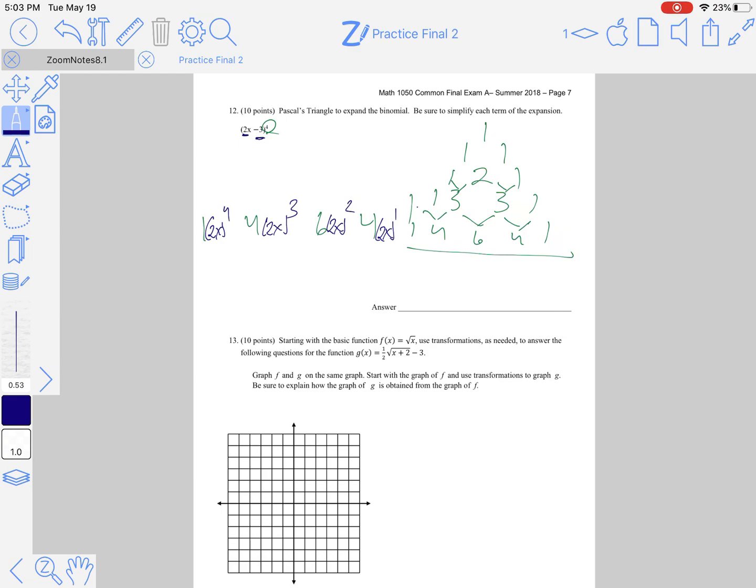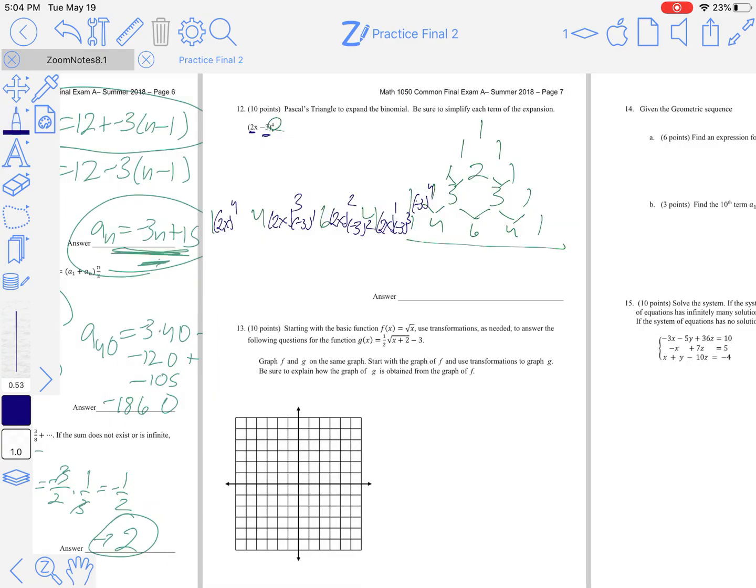Then we start with negative 3, working our way back. Negative 3 to the fourth, negative 3 to the third, negative 3 squared, negative 3 to the 1, negative 3 to the 0. 2 to the fourth is 16.